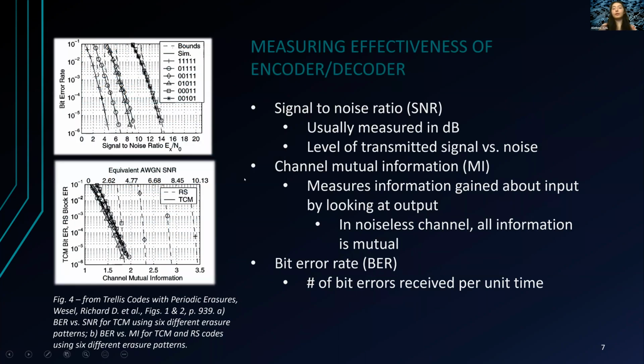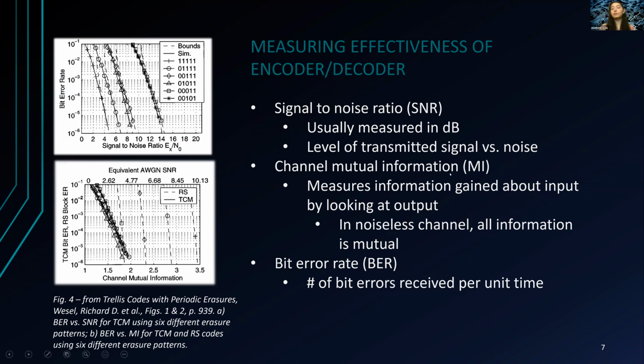So before I get into the final results from the paper, I just wanted to go over how you measure the effectiveness of your encoder and decoder. Basically, one of the main ways to figure out how good your communication system is, is to look at the signal-to-noise ratio, which is the level of the transmitted signal versus the noise. Obviously, you want the level of your transmitted signal to be much higher than that of the noise so that you can actually decode the signal and make out what it is.